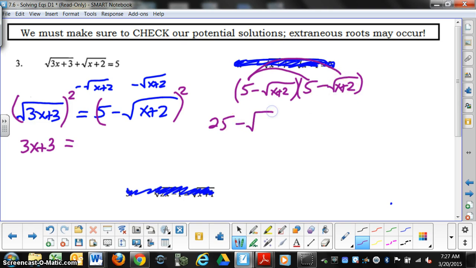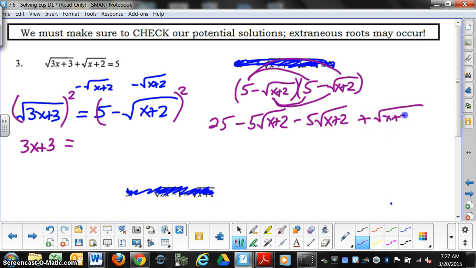So I get minus 5 times square root of x plus 2. Then come over here, multiply the negative square root of x plus 2 times 5, and once again I get minus 5 times the square root of x plus 2. And now we get negative square root of x plus 2 times negative square root of x plus 2, so I get a positive square root of x plus 2 squared, and those will cancel out.